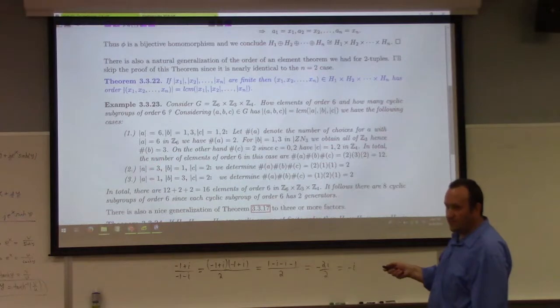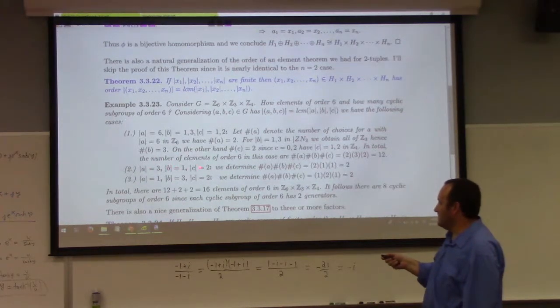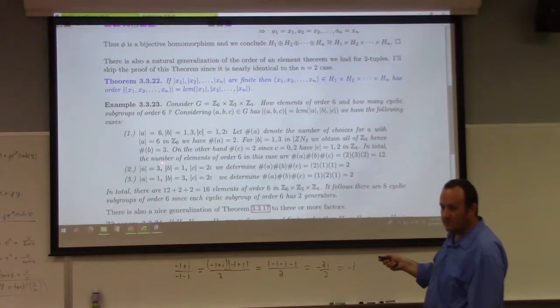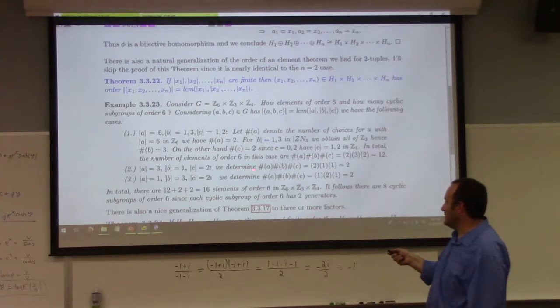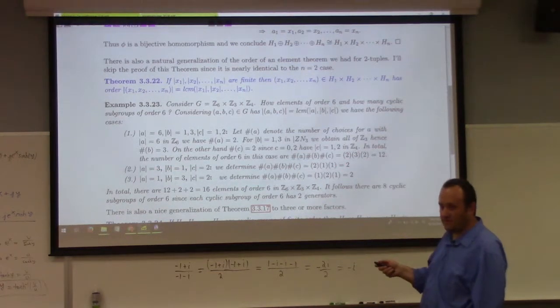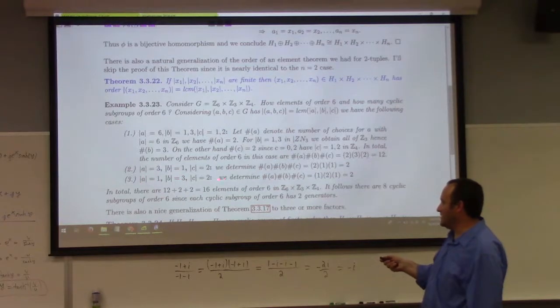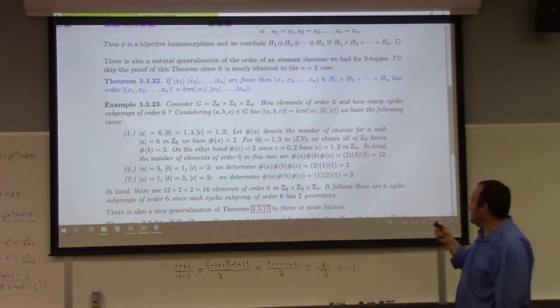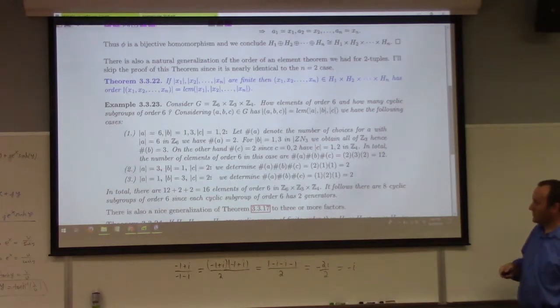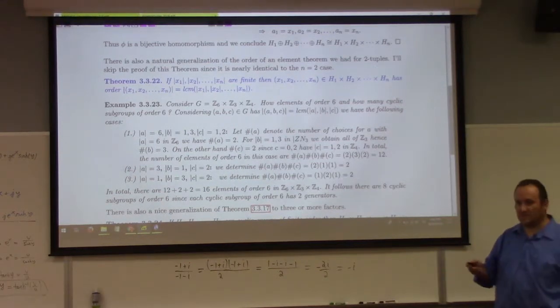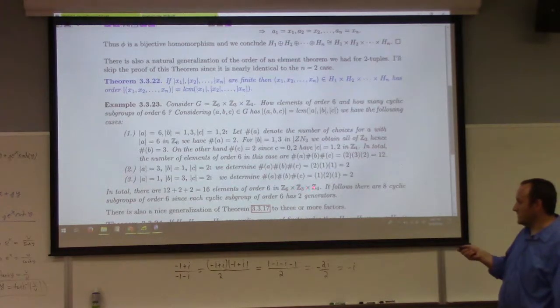If the first one has order 3, then to get the least common multiple, I need the middle one to have order 1. I can't have order 2 in the middle, right? So order 1 is my only choice. But I can have order 2 in C. So that's another possibility, which gives me 2 more elements of order 6. And then finally I can have a 1, a 3, and a 2, and that gives me 2 more elements. So in total, 12 plus 2 plus 2 is 16. It looks like I got 16 elements of order 6 in Z6 cross C3 cross C4. I say it follows there are 8 cyclic subgroups of order 6.